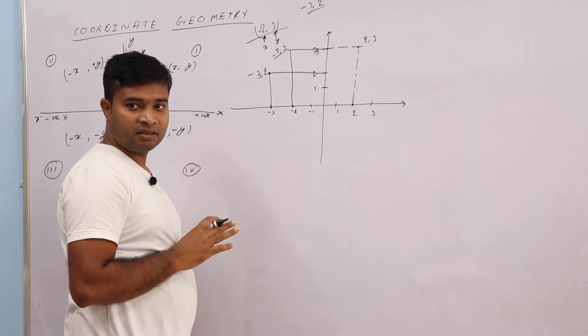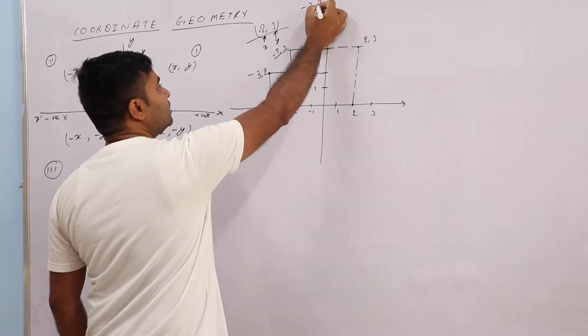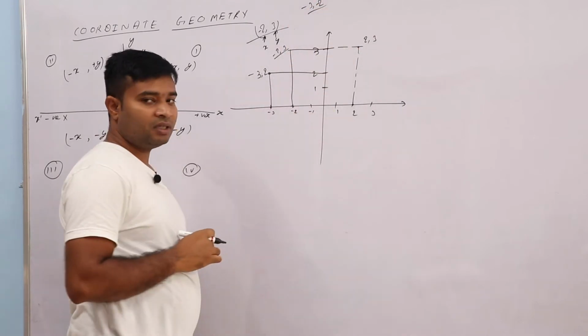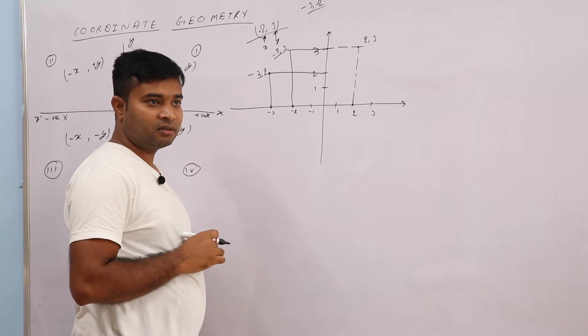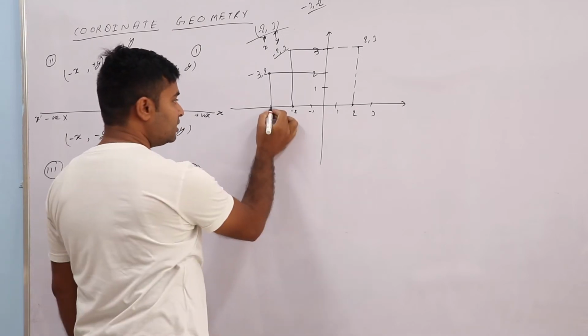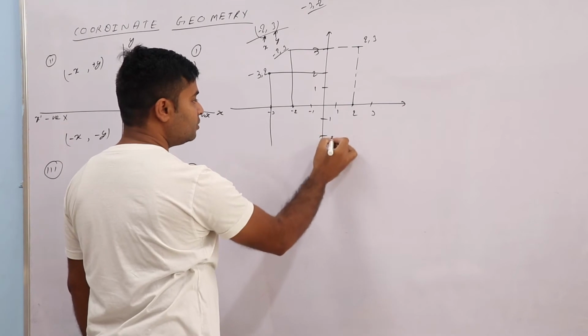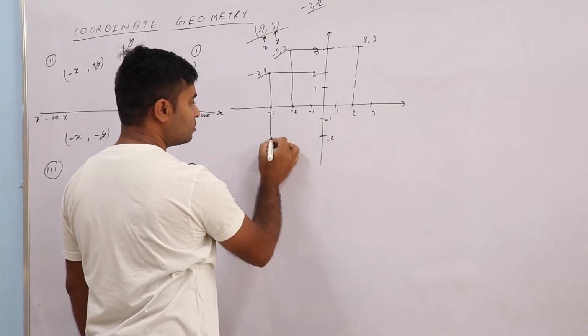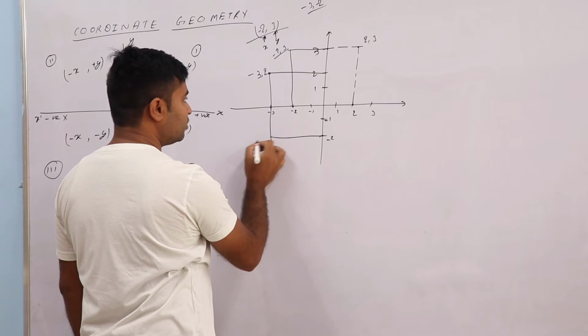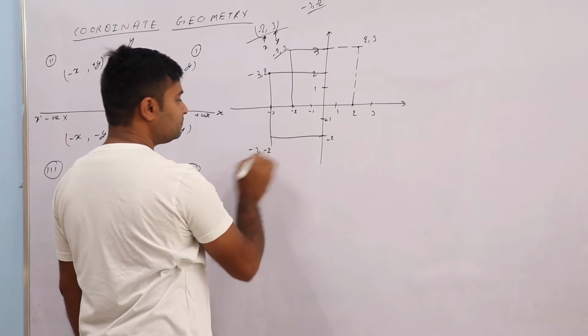If both are minus, like minus 3 comma minus 2, it is the third quadrant. So minus 3 stays here, 1, 2, minus minus, so bring here, and this point will be minus 3 comma minus 2.